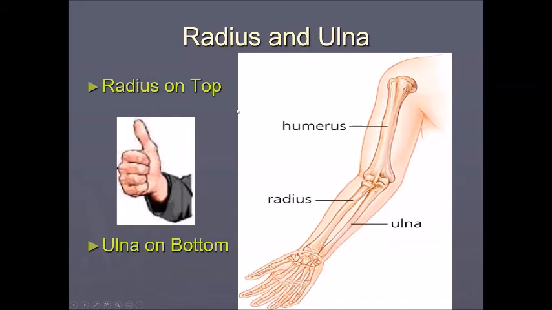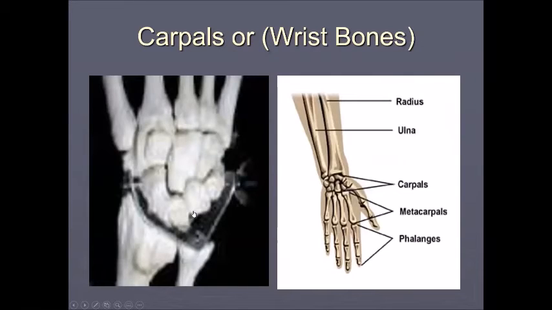Okay, so like I said earlier, the radius is going to be on the top, the ulna is going to be on the bottom. Okay, so the radius, that's the bone that's going to be on the same side as your thumb. And the ulna, that's going to be under that. Okay, so here's a better picture of the bones inside of the hand.